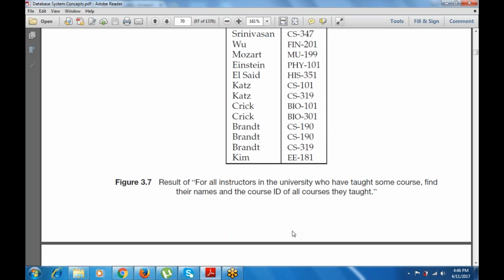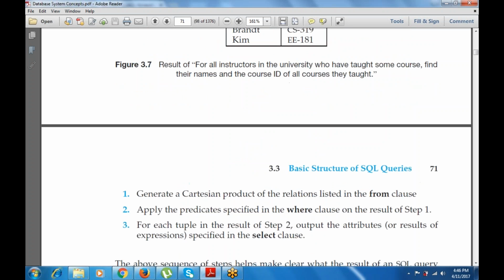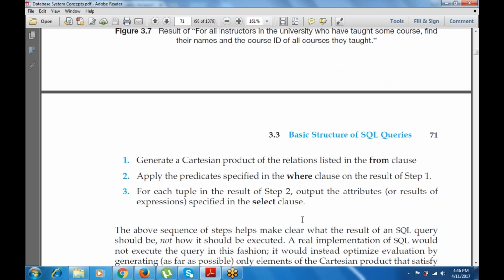And the result is for all the instructors in the university who have taught a course, find their names and the course ID of all the courses they have taught. So this generates a Cartesian product of the relations listed in the from clause and applies the predicate specified in the where clause on the result.